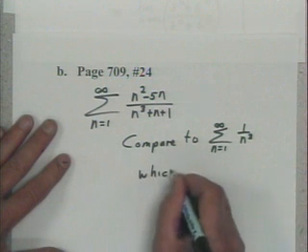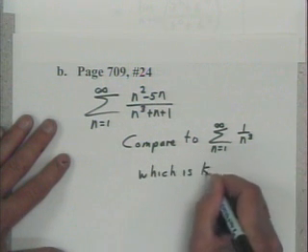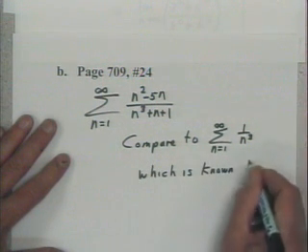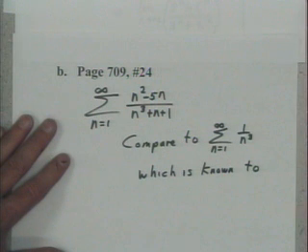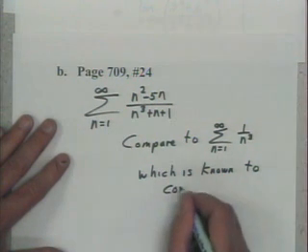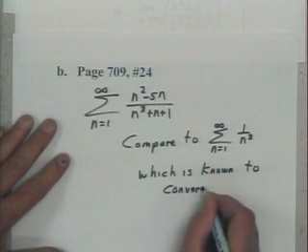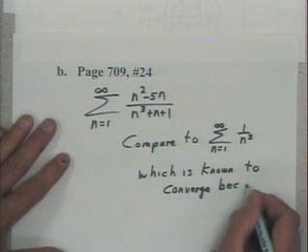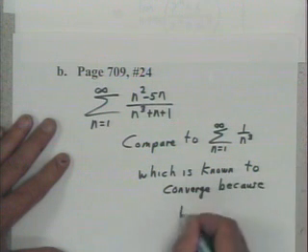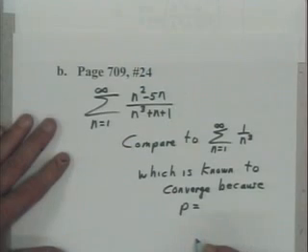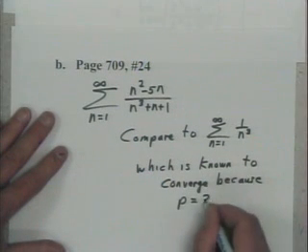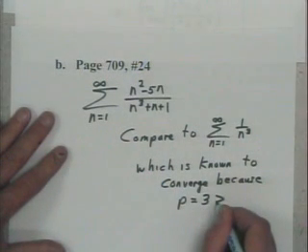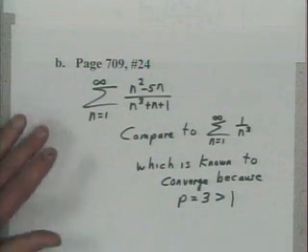And that one is known to what? Converge. Because P equals what? 3, which is greater than 1. Okay?